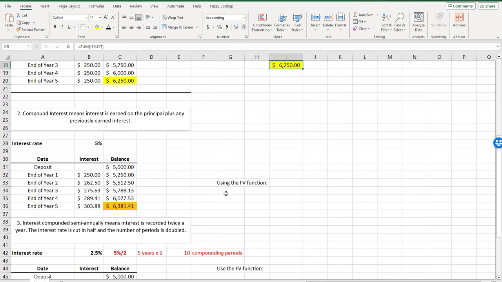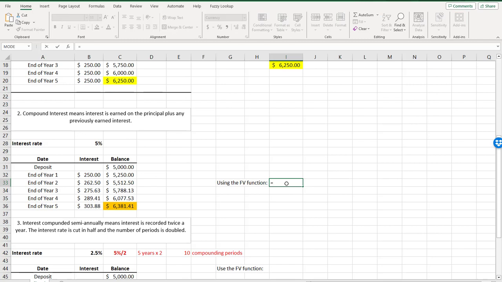Now let's use the future value function. The future value function in Excel tells you, given a certain amount of money now, knowing the interest rate and the number of periods, what will our value be in the future? So that's what we want to know here. We know we have $5,000 to start with. How much will it be worth in the future? And of course, we already know our answer because we did it the long way. But let me show you how the future value function works, because that's the thing you're probably going to be using most of the time.